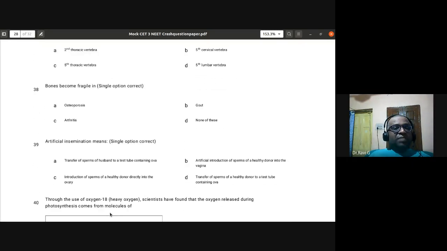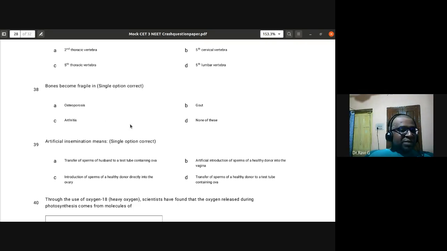Bones become fragile in 38. Is it osteoporosis, gout, arthritis, or none of these? Bones become fragile in 38. It is A, that is osteoporosis.